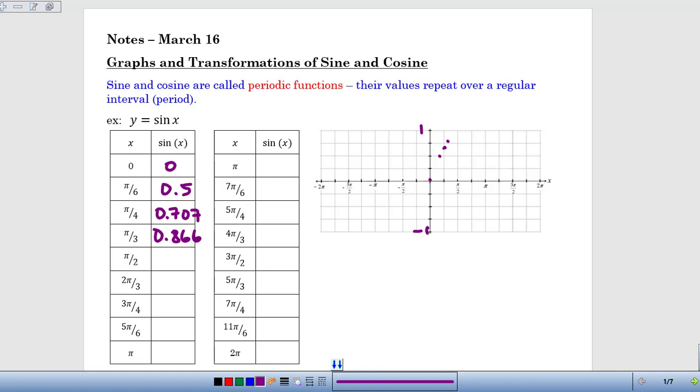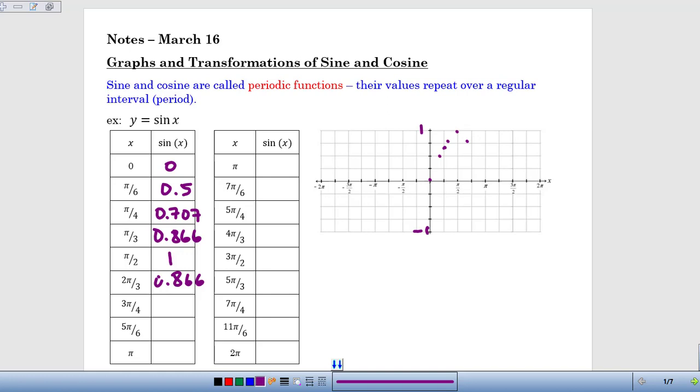And then finally, we're going to top out at pi over 2. The y coordinate is 1. And as we continue to work our way around the unit circle, the y coordinates start to get smaller. When we go to 2 pi over 3, we get the same thing as we have at pi over 3, which is 0.866. So if we plot that, we're right about there.